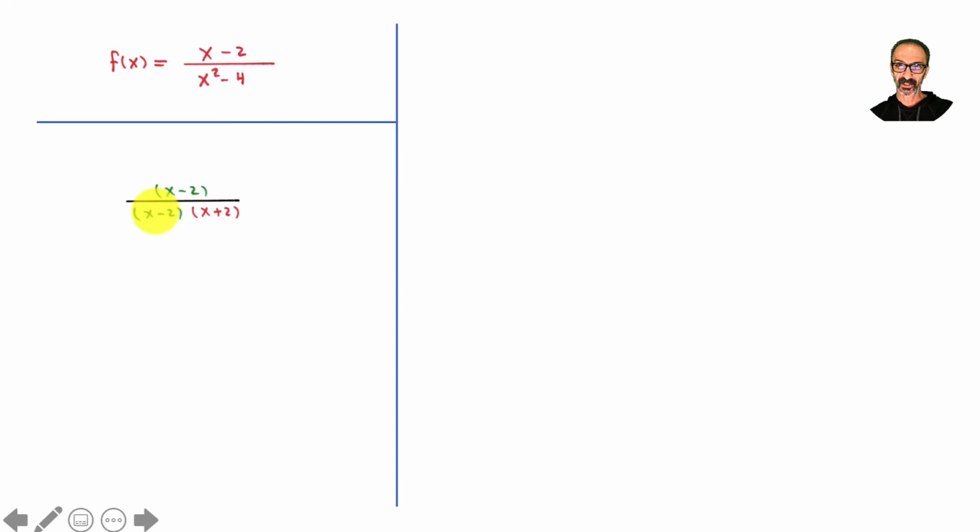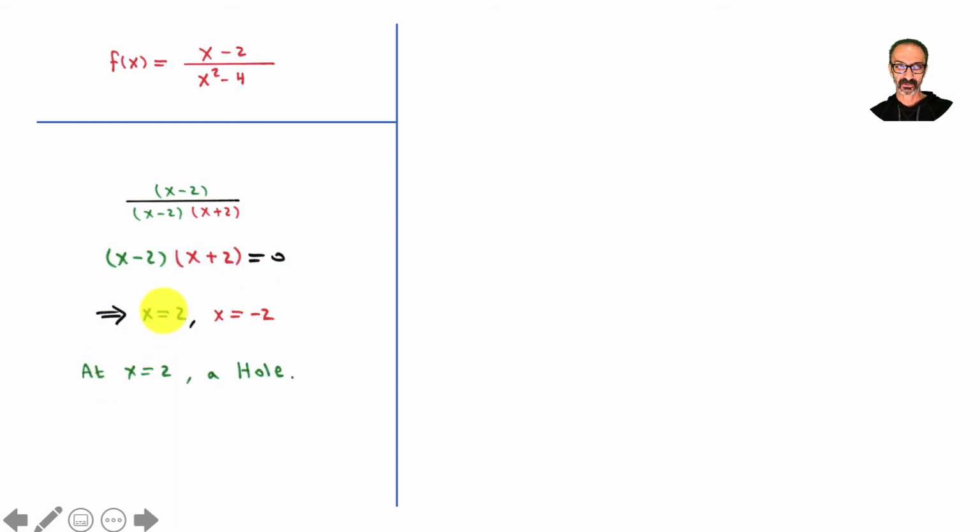We have a 0 here at 2. We have a 0 here at -2. We set the denominator equal to 0. So if we need the domain, we say the domain is all real numbers except 2 and -2. But let's describe the vertical asymptote and the hole.